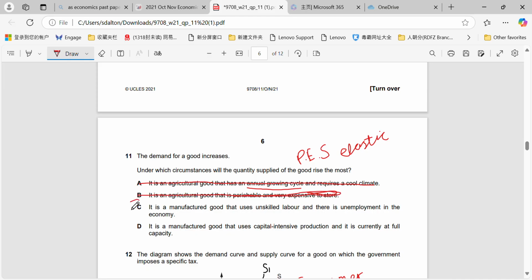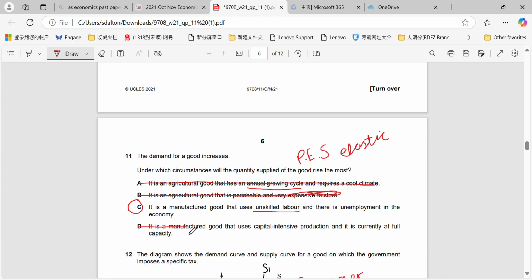A manufactured good that uses unskilled labour and there is unemployment in the economy, that will help them to be elastic. They use unskilled labour, it's cheap. If there's unemployment in the economy, that unskilled labour will be very willing and able to accept a job at the going wage rate, and that will allow them to increase their labour quickly, and therefore to be able to produce more products quickly.